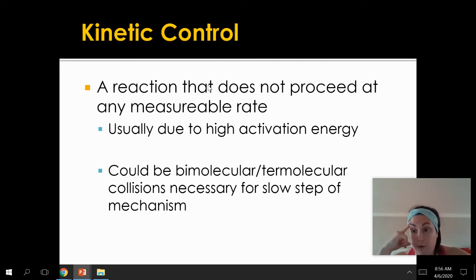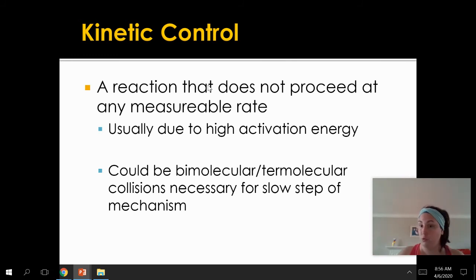Remember, in order for a reaction to kinetically go from reactants to products, it has to overcome that activation energy, right? It has to have enough energy to do that, okay? And this happens quite frequently. What are some possibilities here? This could be a bimolecular or termolecular type of collision scenario in your slow step for this overall reaction that's just not allowing it to overcome its activation energy.